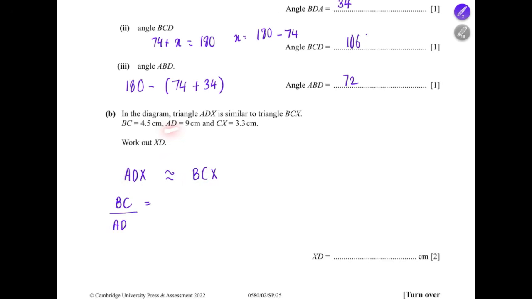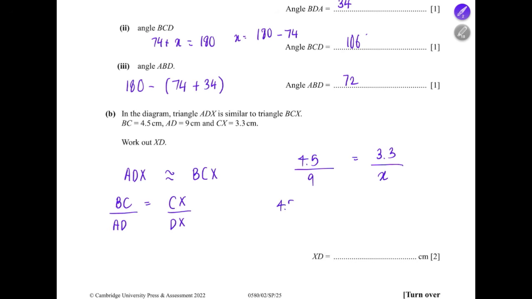And then they gave you AD. So you already have AD there. And then CX is 3.3 centimeters. So the last two letters are CX. So this would be DX. And then you can divide CX by DX. Let's plug in our values. BC is 4.5 divided by AD is 9. This equals 3.3 divided by x.